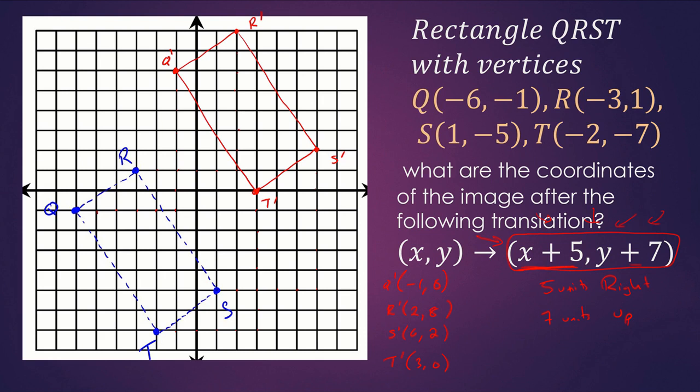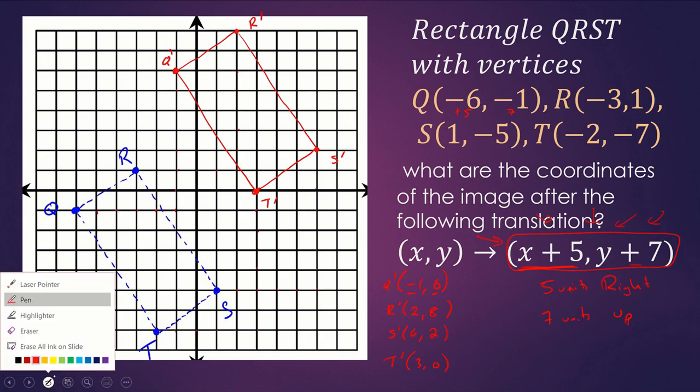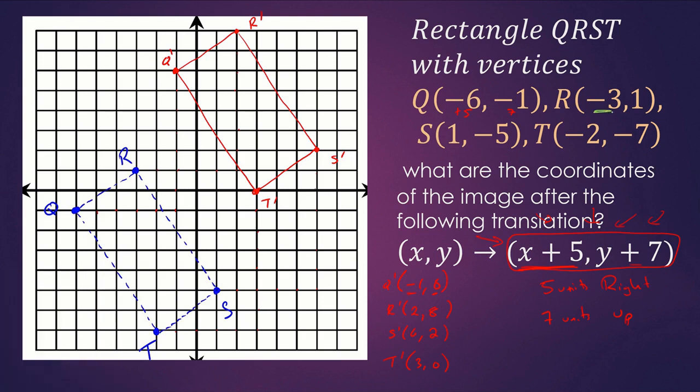So here's what I mean. This x plus 5 is telling you for every x value, you add 5 units to it. So if I were to add 5, that puts me at -1. If I were to add 7, that puts me at +6. And we repeat the same process. If I add 5 to -3, that puts me at +2. If I add 7 to 1, that puts me at 8. And so on and so forth. If I add 5 to 1, it puts me at 6. Add 7 to -5 puts me at 2. Add 5 to -2 puts me at 3. Add 7 to -7 puts me at 0.